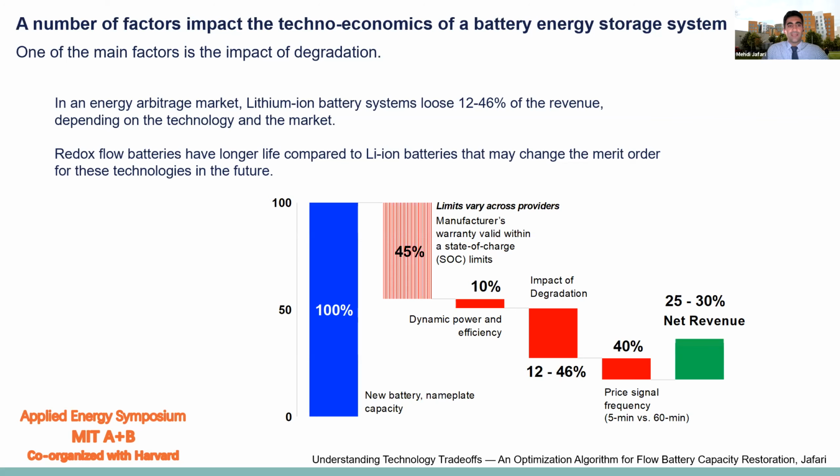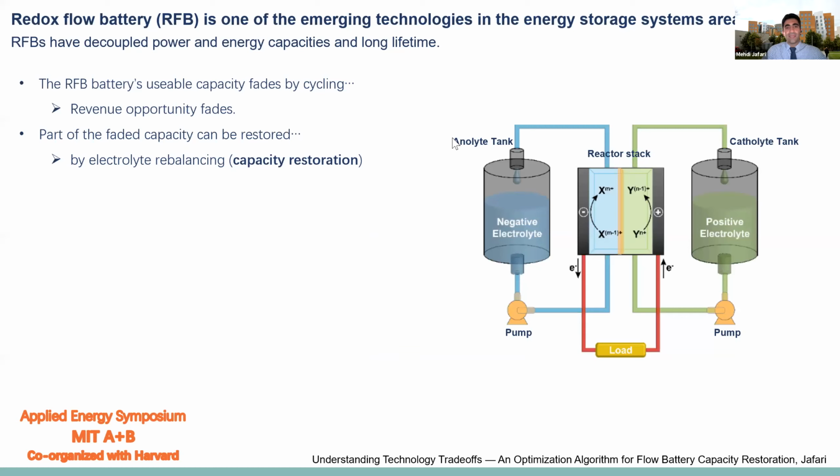However, flow batteries have a longer lifetime compared to lithium-ion batteries, and it may change the merit order for this technology in the future. Flow batteries are one of the emerging technologies in the energy storage area, and they have decoupled power and energy capacities and also a longer lifetime. So when we cycle the flow battery, we lose some capacity, which means we lose revenue opportunity.